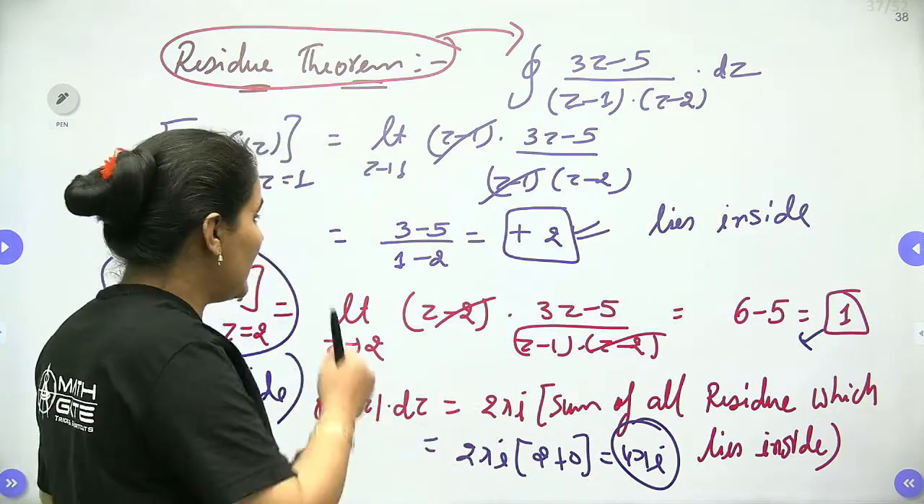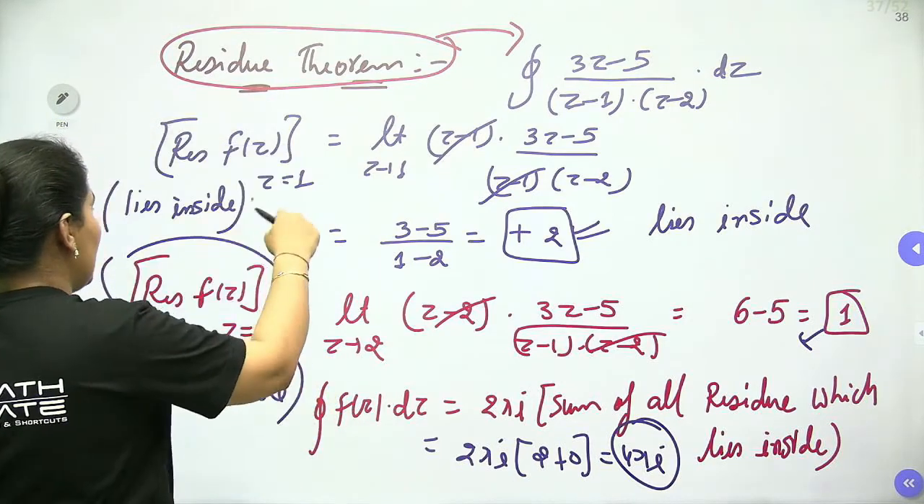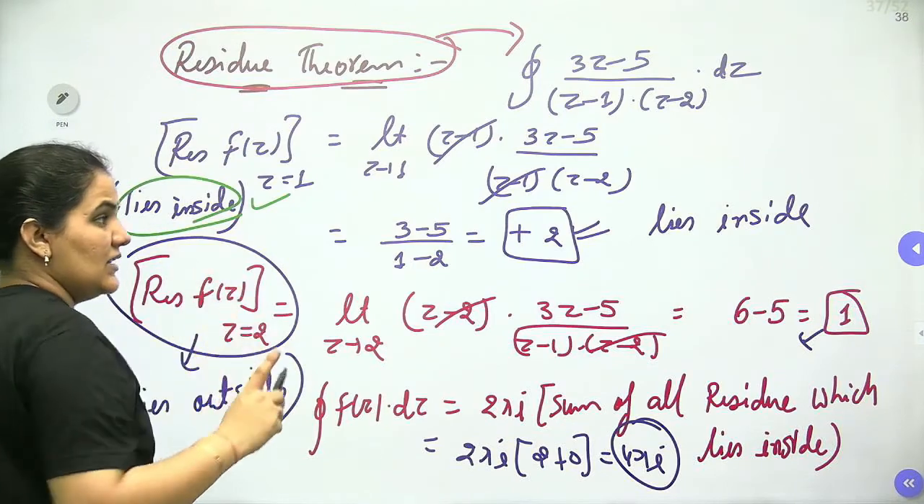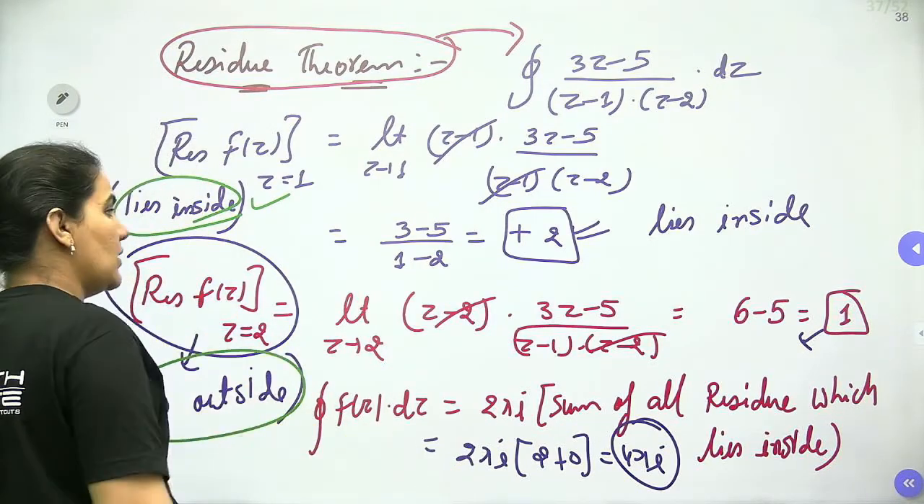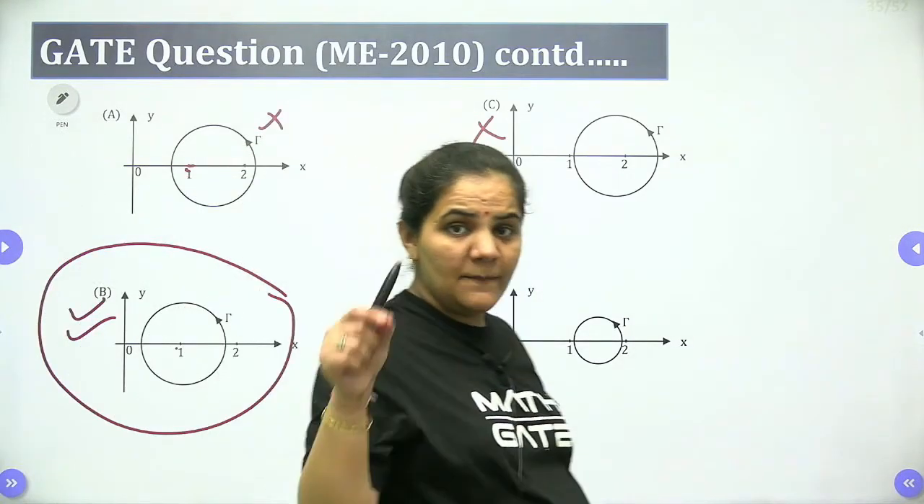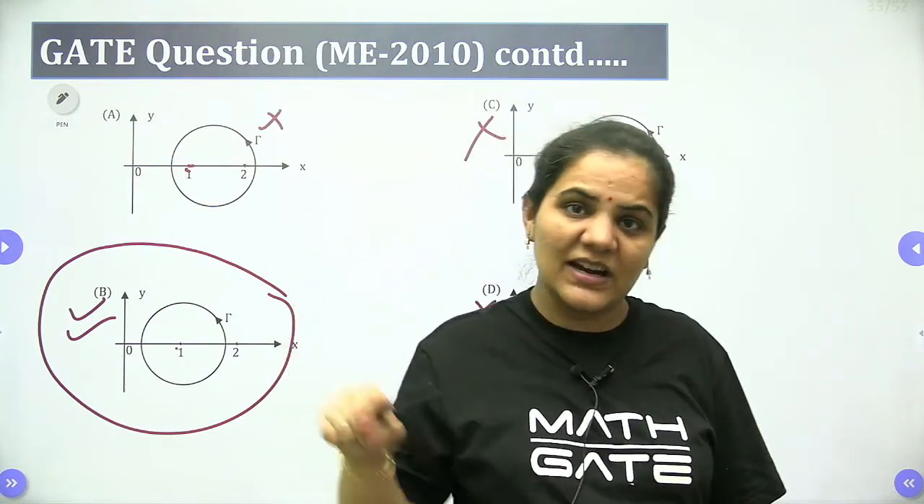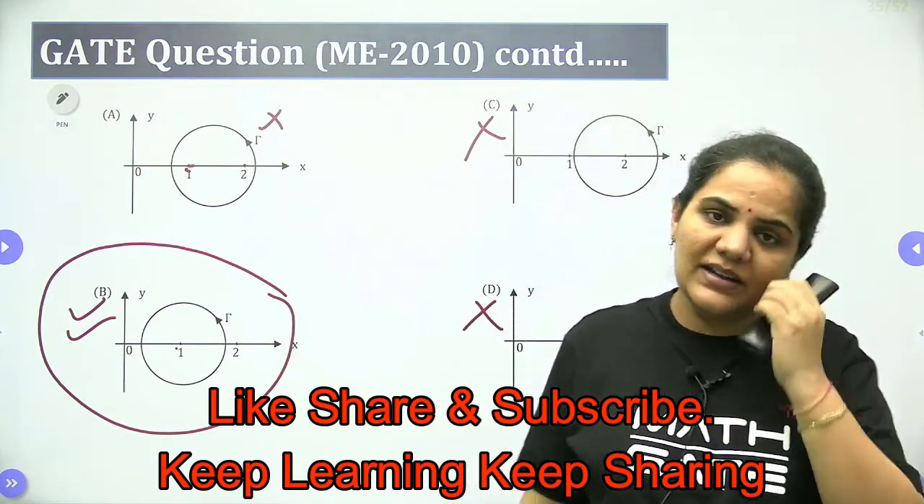So this is the only condition which is satisfied: z = 1 is lying inside, exactly as our assumption, and z = 2 is outside. So to find the path, we can say the pole z = 1 is inside the closed curve and z = 2 is outside the closed curve. Done, dear students, right?